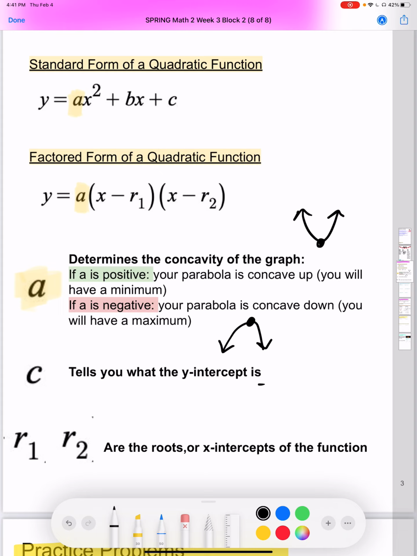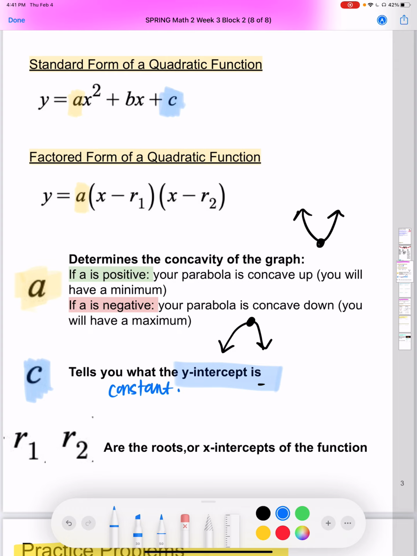The next thing is C. You have a C value in the standard form. You don't see it in the factored form. But the nice thing about C is it tells you what the y-intercept is. So just by looking at your quadratic function, if you had a C value of 2, of -5, of 0, because you didn't have one, you could say, oh, that's my y-intercept. My y-intercept is 0 or 2 or -5. Remember that C is actually a constant. So that means it won't have a variable attached to it.